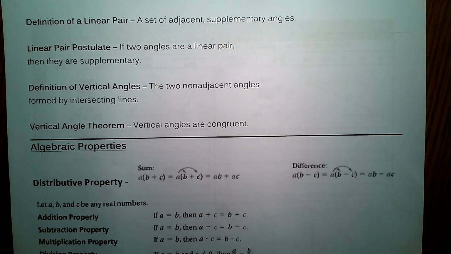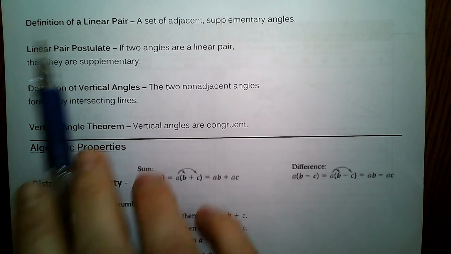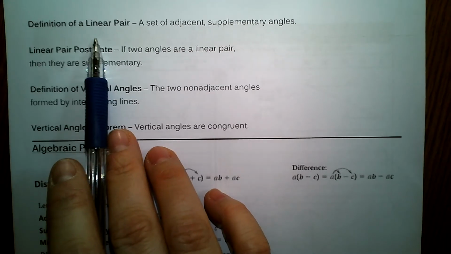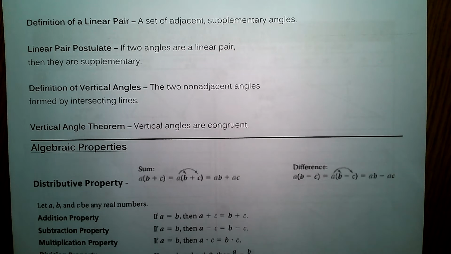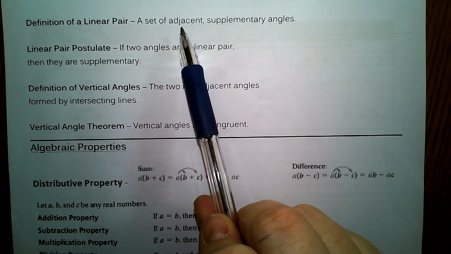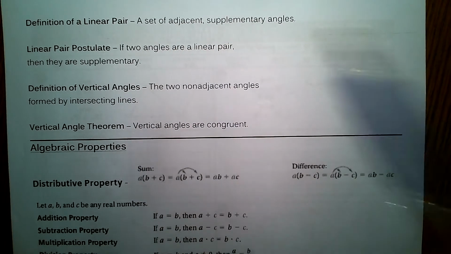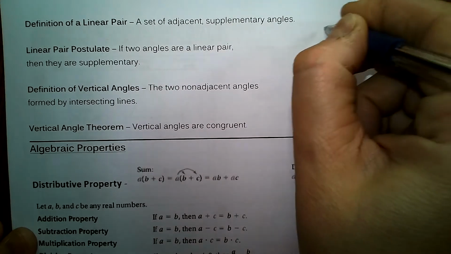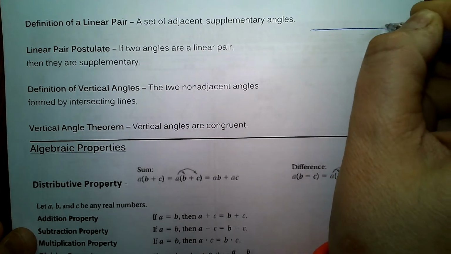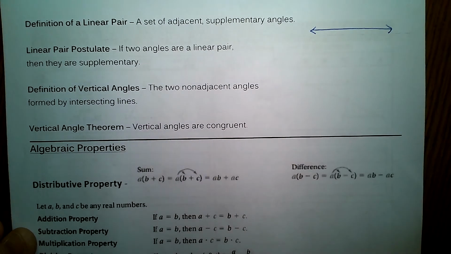Okay, we have some more angle review up here at the top. I've got the definition of a linear pair, which is next. Let's check that out. A linear pair is a set of adjacent supplementary angles. Maybe a picture would help out. Here's my picture. That's the supplementary part because that's the 180 degrees.